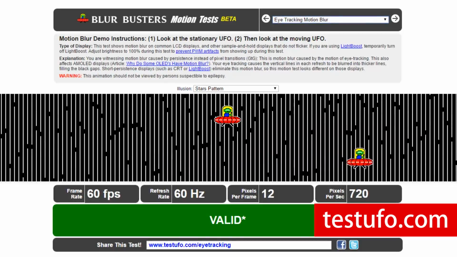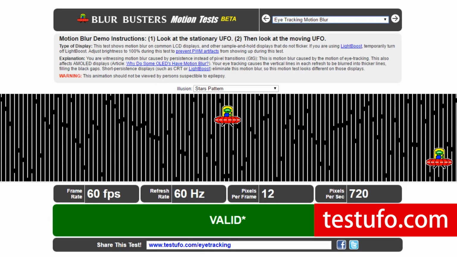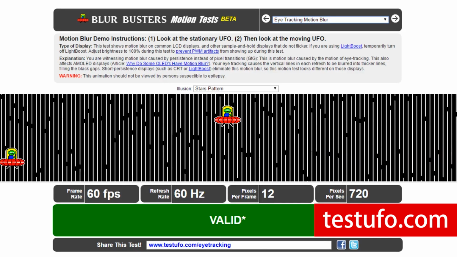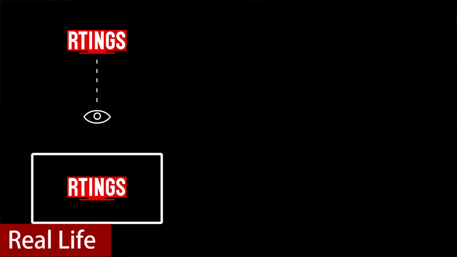First, fix with your eyes the top UFO without moving them. You're going to see wide vertical lines. Then follow the second UFO with your eyes. You're going to see a white background with moving black squares. So what is happening here?